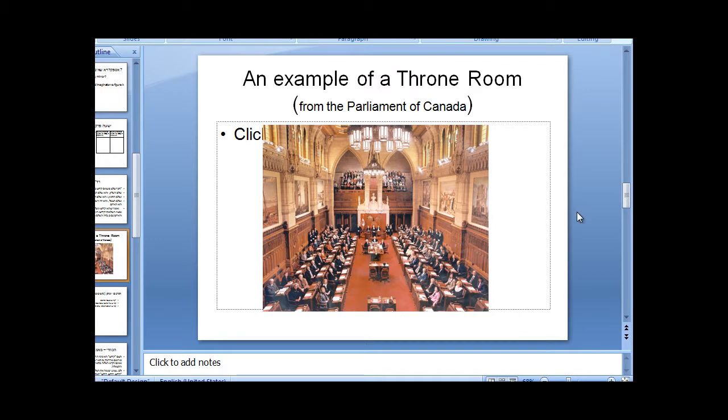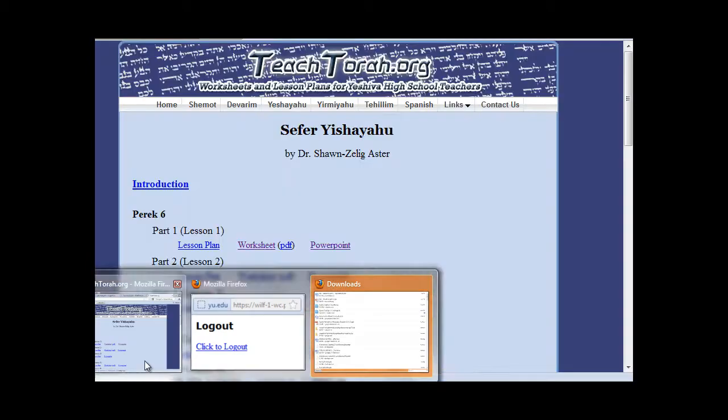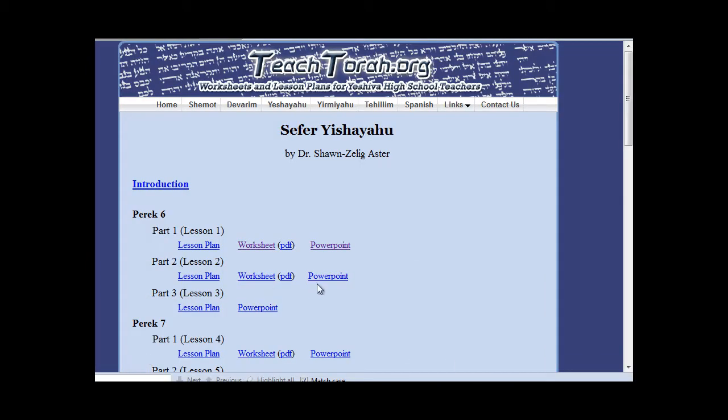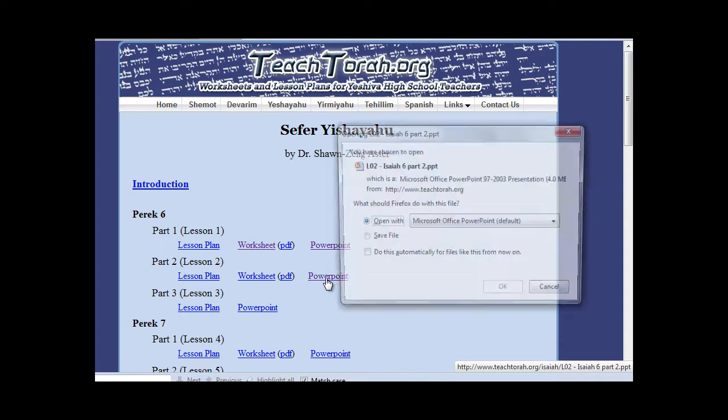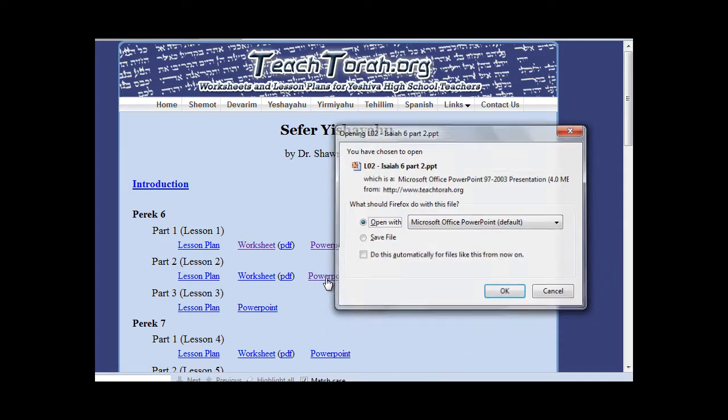And Yeshayahu is, of course, not modeling himself on the Parliament of Canada, but he is modeling himself on a throne room. And that's where I move to the second lesson. I don't think I do it here right now. It's in the second lesson that I actually move you to the throne room on which this is based. This is part of the research I've done for the last 5 or 6 years.